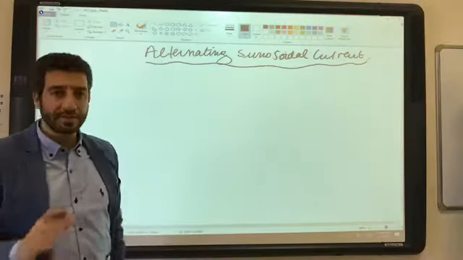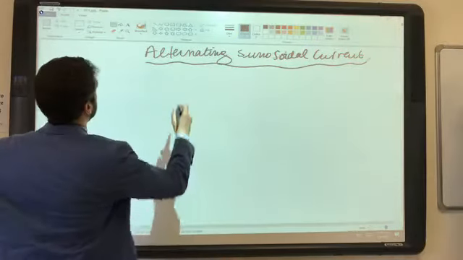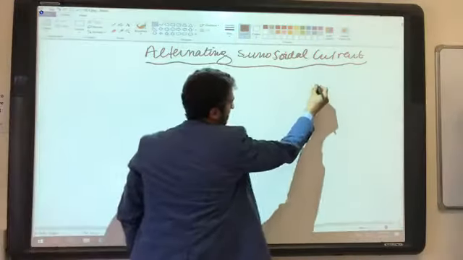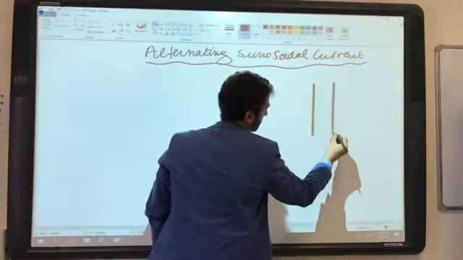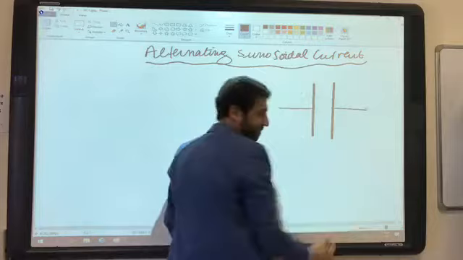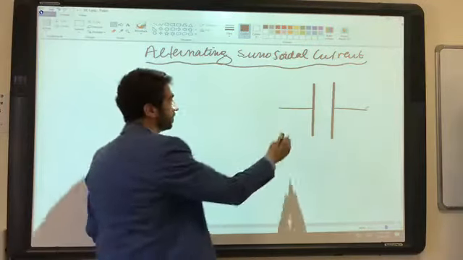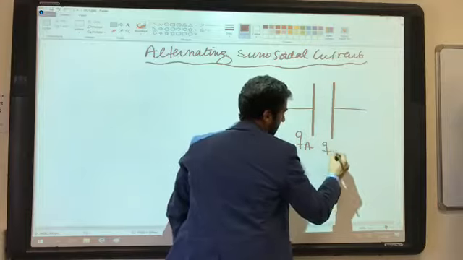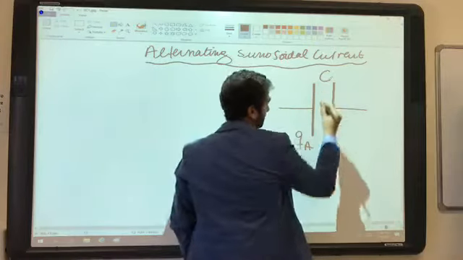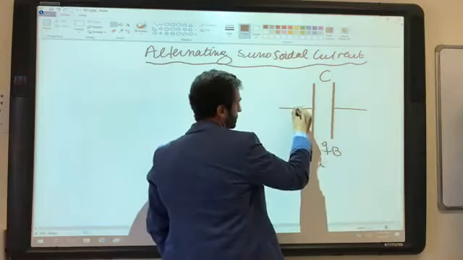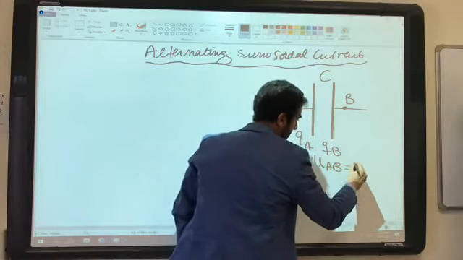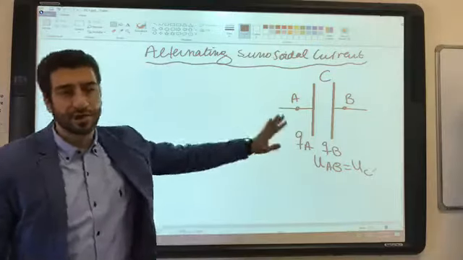So actually, we're going to begin with a parallel plate. This parallel plate has two armatures, and we're going to call them Q of A and Q of B. Between them there is a capacitor, and this capacitor has a voltage of UAB, which we're going to call the voltage of the capacitor.